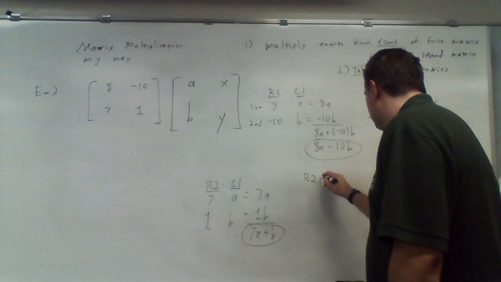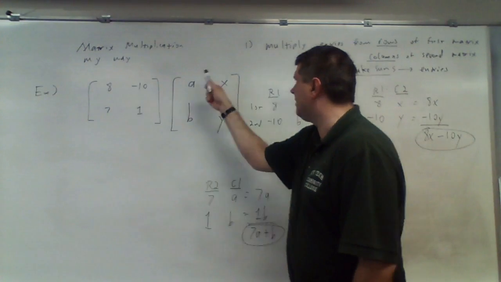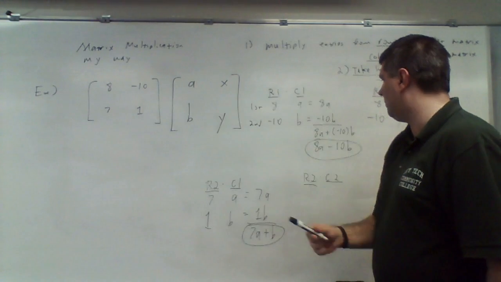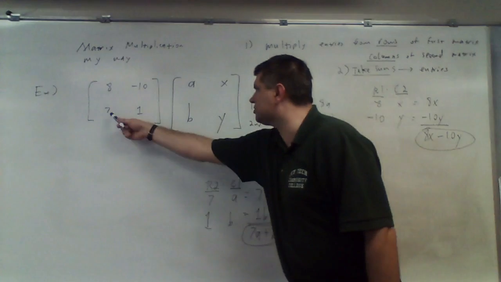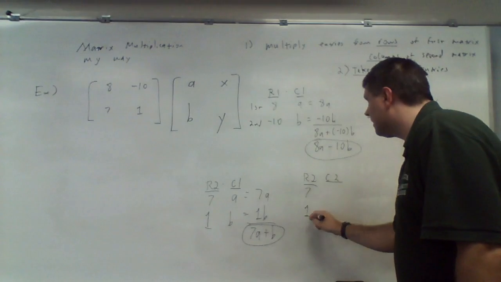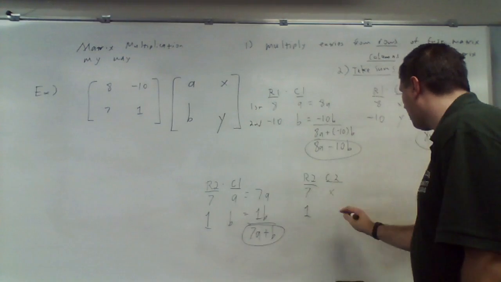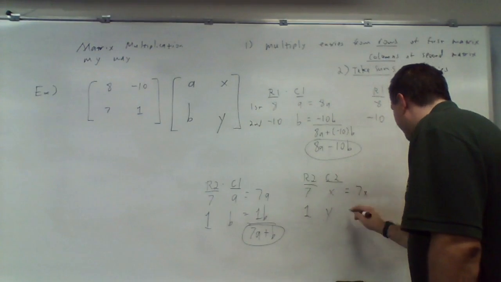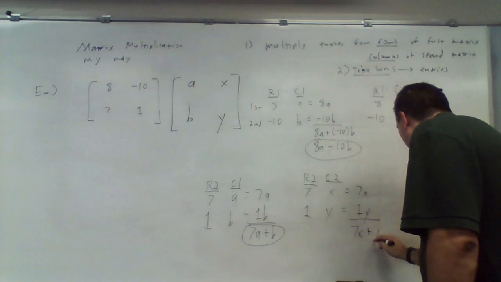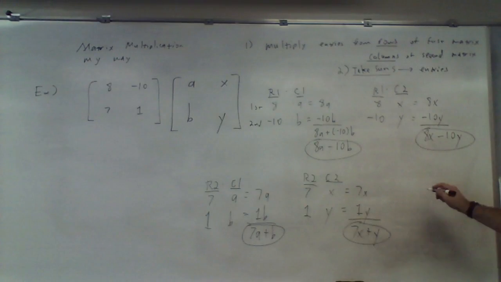And then row 2 by column 2. Okay, so we did this by the column, this by the other column. Then we did this row by this column. Now we got to do this row by this column. So the first entry is still 7. The second entry is 1. And of this column, the first entry is x. The second entry is y. So we end up with 7x and 1y, which would result in a sum of 7x plus y. And that also will be an entry in the new matrix.